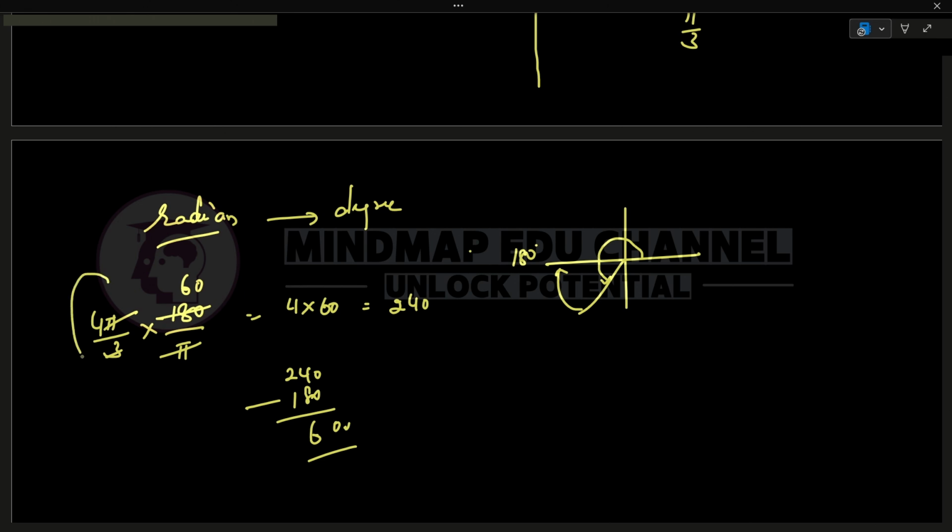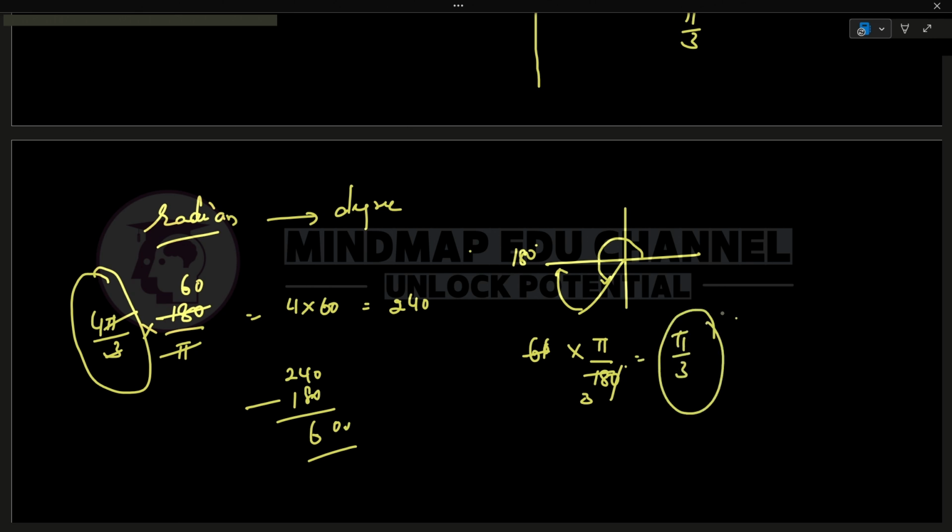But since the question was in radians, we have to give the answer in radians. Now convert this degree into radians. Multiply by pi by 180 degrees. The zeros get cancelled. And here it's 3. So the answer is pi over 3. Clear? So this is the reference angle for 4 pi by 3. And how to convert radians into degrees and degrees into radians, we have a video. I will provide the link in the description.